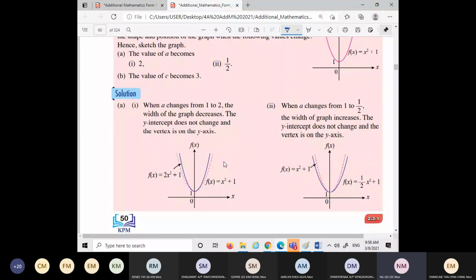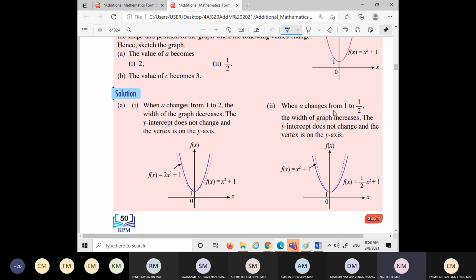You got to label, because you are drawing two graphs. So the dotted one is x squared plus 1. When a changes to 2, when a becomes bigger, the width of the graph becomes thinner. So the blue one is for a equals 2. When a changes from 1 to 2, the width of the graph decreases. The y-intercept does not change, and the vertex is on the y-axis. All this information that you know, you can write.